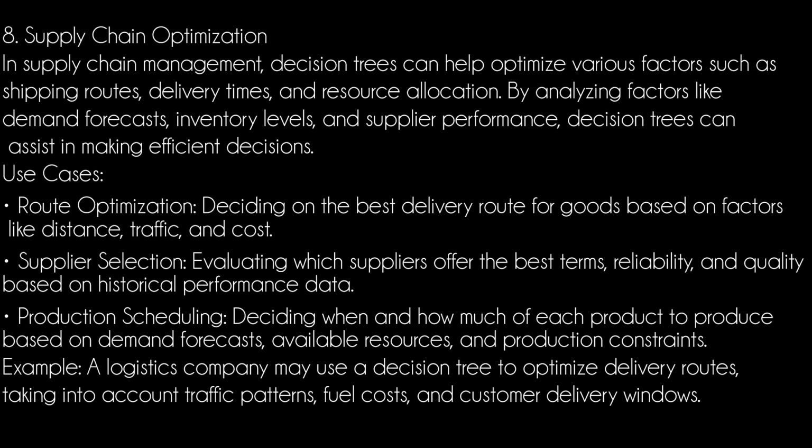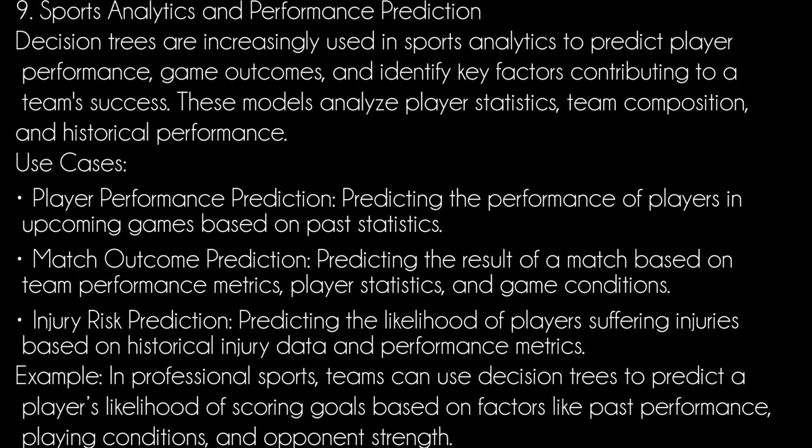Production scheduling, deciding when and how much of each product to produce based on demand forecasts, available resources, and production constraints. Example: a logistics company may use decision trees to optimize delivery routes, taking into account traffic patterns, fuel costs, and customer delivery windows.